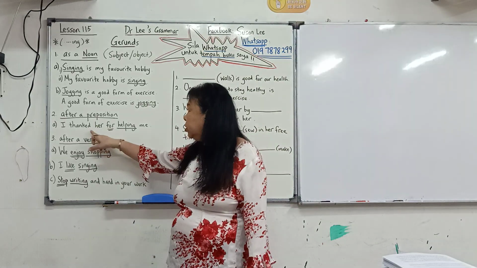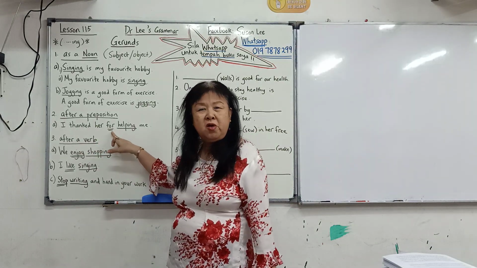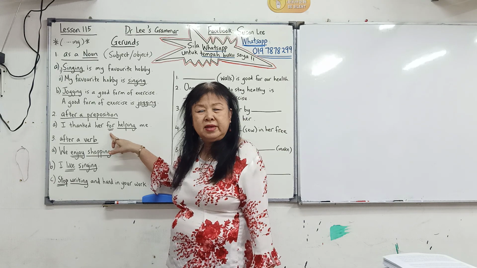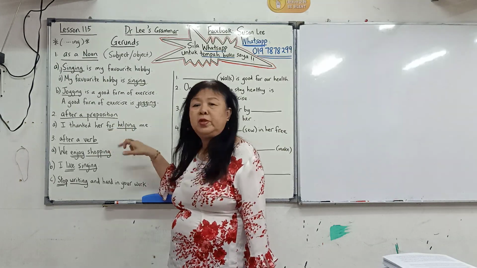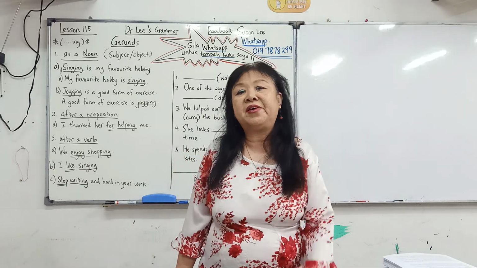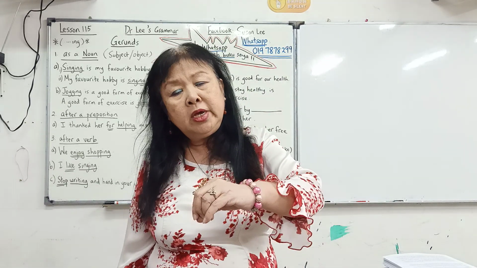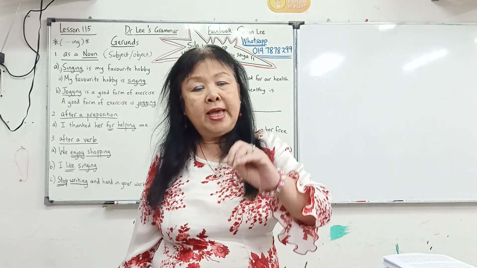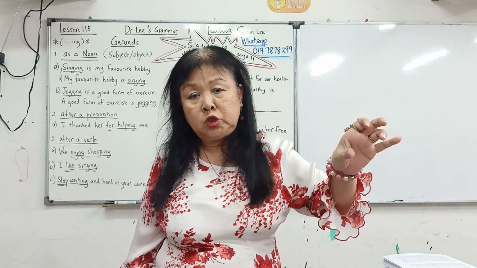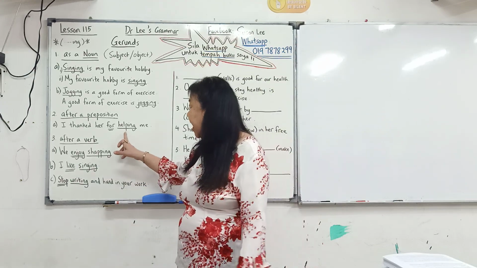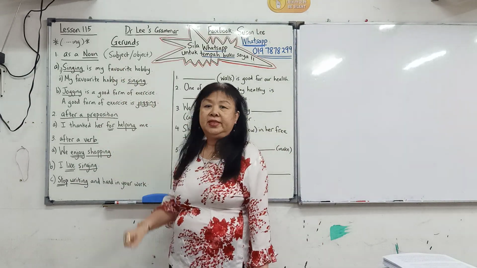So after a preposition, so I thank her for helping me. For, in, on, by, all these are prepositions. After that, you put ing, and it acts as a gerund. So when you put ing to a verb, and in front of that verb is a preposition, the verb with the ing becomes a gerund.